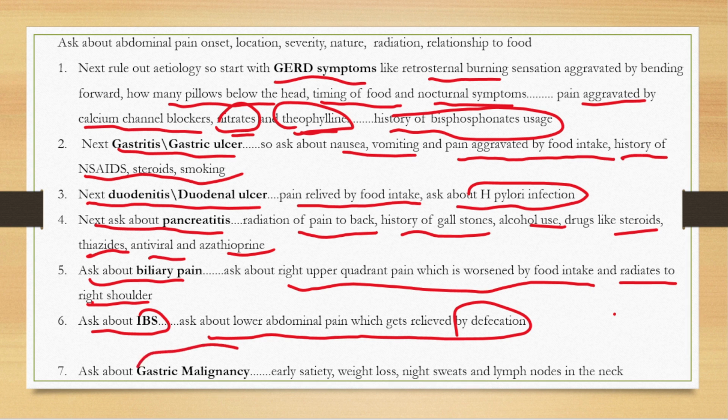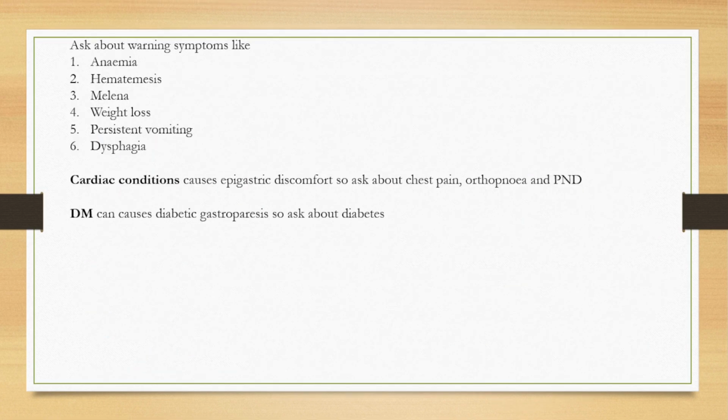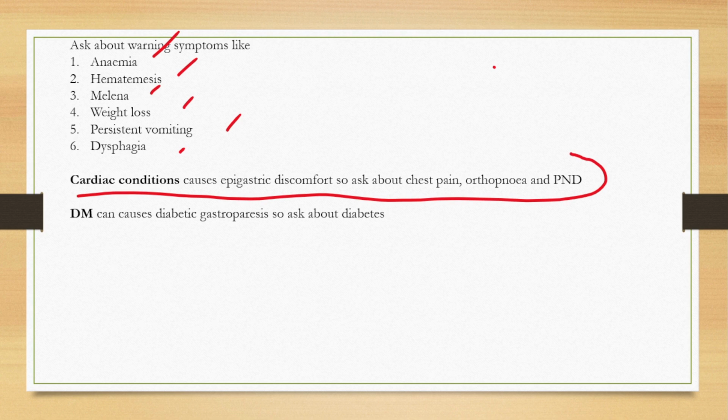Now, in the end, ask about gastric malignancy. In gastric malignancy, the patient will have early satiety, weight loss, night sweats, and lymph node enlargement, especially in the neck. So ask about that. Next, ask about the warning symptoms, because if warning symptoms are there, something sinister is going on. Ask especially about anemia, hematemesis, melena, weight loss, persistent vomiting, and dysphagia. These are indications for urgent endoscopy.